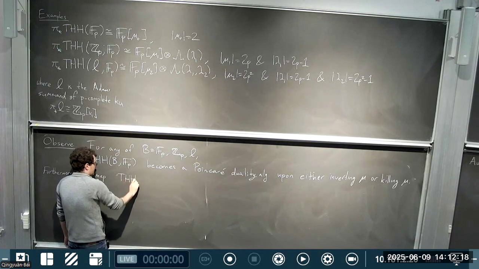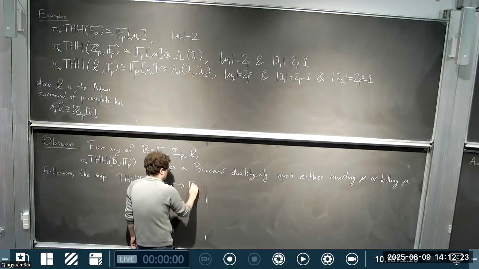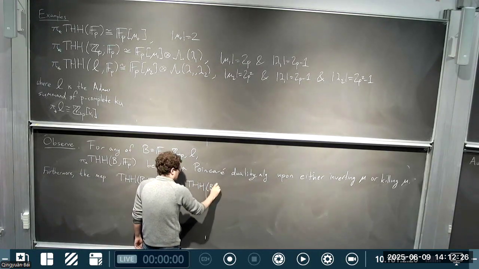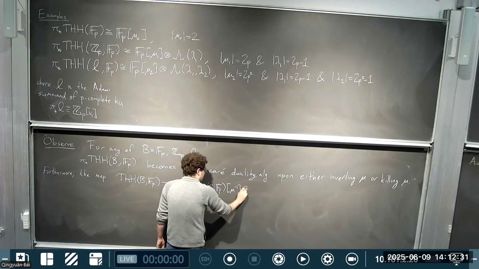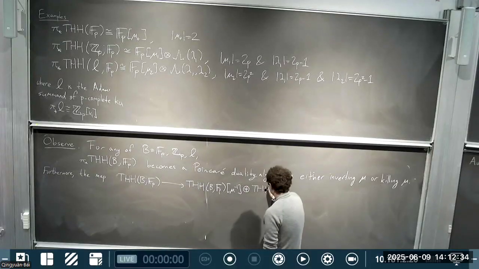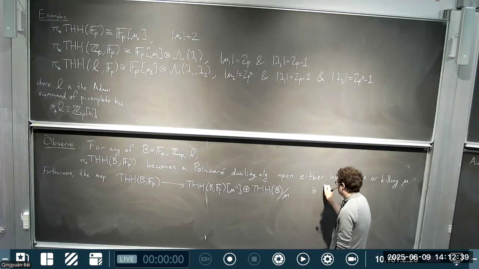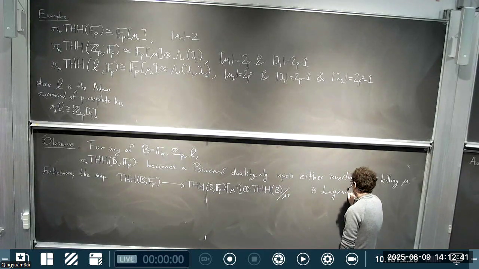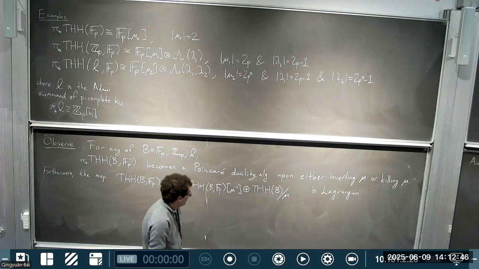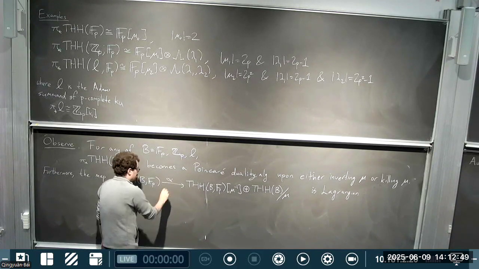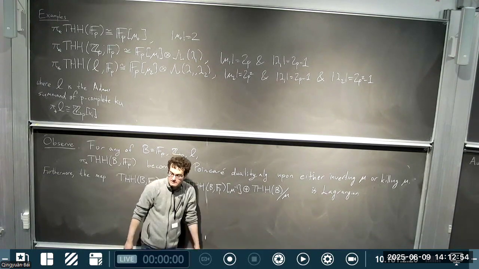And THH maps into this thing where I invert mu plus the thing where I kill mu. This is the Lagrangian. So what does it mean to say that that map is Lagrangian? Well, let's call this map alpha. So this is just the direct sum of the natural map into the localization and the quotient.